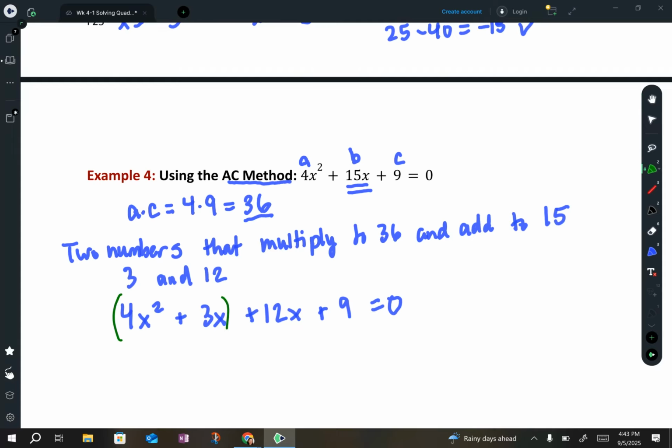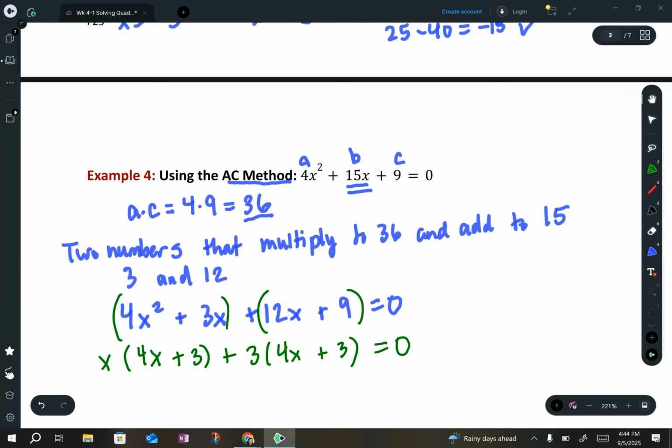So I'm going to group my first two terms, and I'm going to group my last two terms. And I'm going to factor an x, the greatest common factor, out of my first terms. And I'm going to factor a 3, which is the greatest common factor, out of my second two terms, which conveniently leaves the same thing behind. So when I factor out the greatest common factor out of both groups, I get left with 4x plus 3.